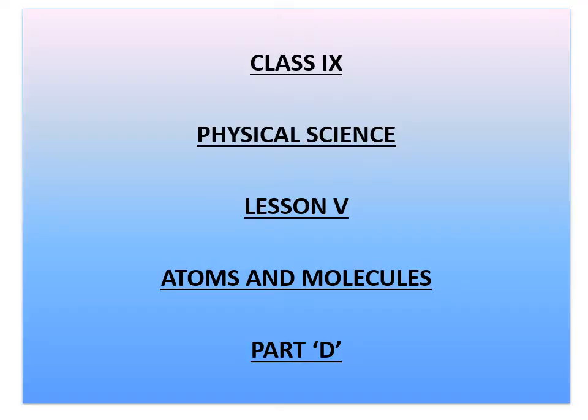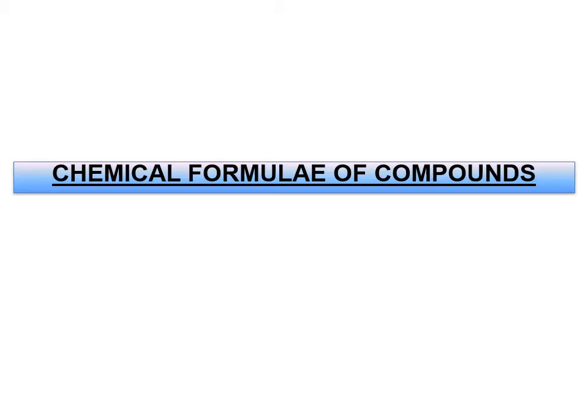Children, we are dealing with the lesson atoms and molecules. Till now, we have learned many topics related to this lesson. In the last class, we learned about valencies, different valencies of different elements. Not only that, some cations and some anions also. Using all that, in today's class we have to continue our new topic of the lesson atoms and molecules.